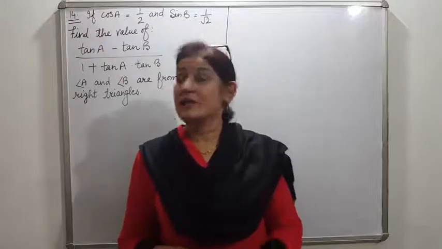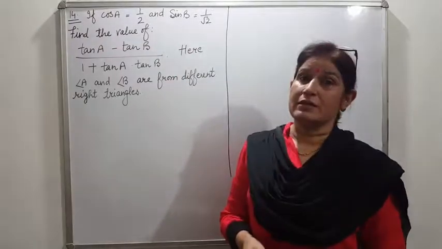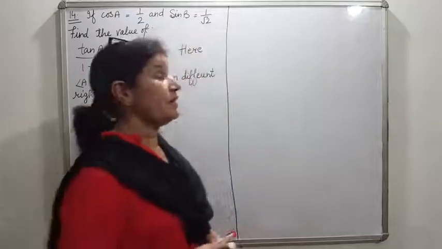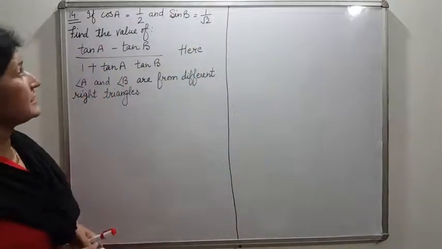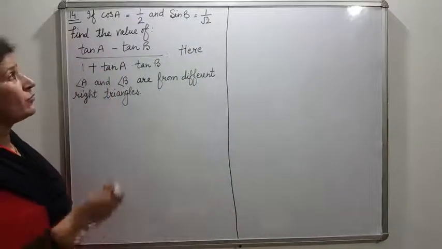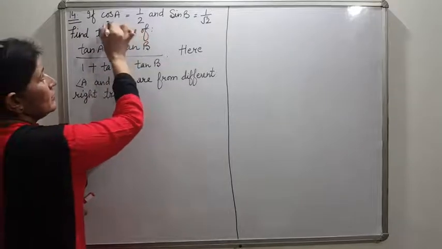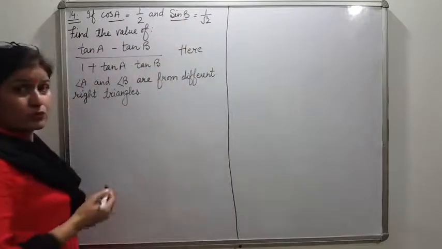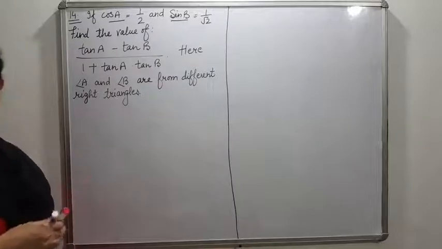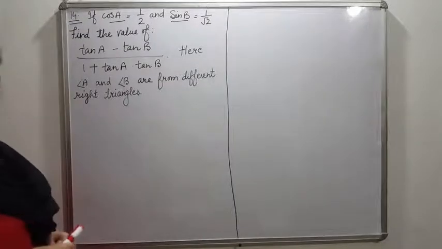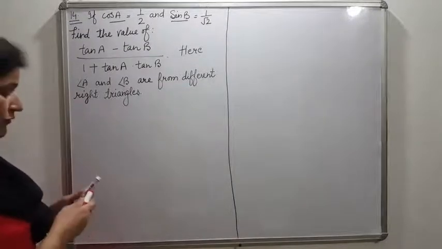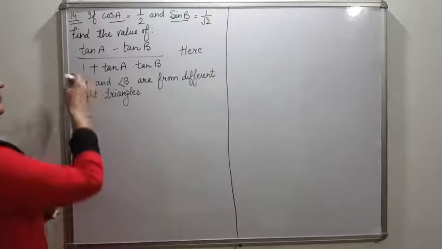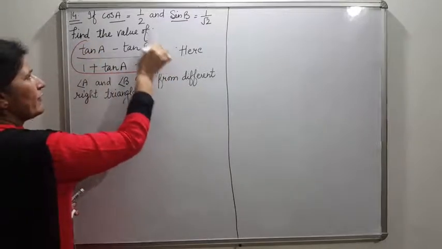Now our next question, question number 14. What is given in question number 14? Here the value of cos A is given as 1 over 2 and the value of sin B is given as 1 over root 2. But one condition is given here. By using these two values, you have to find the value of tangent A minus tangent B. This value you have to find.